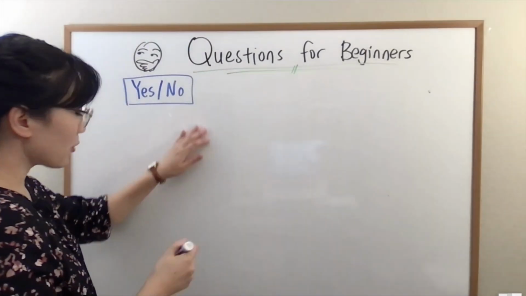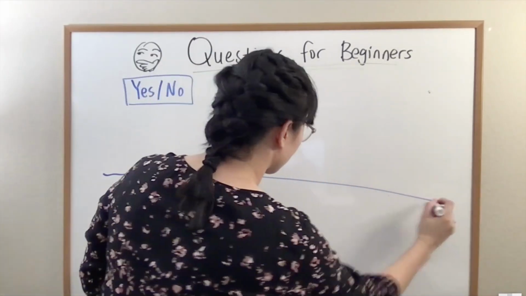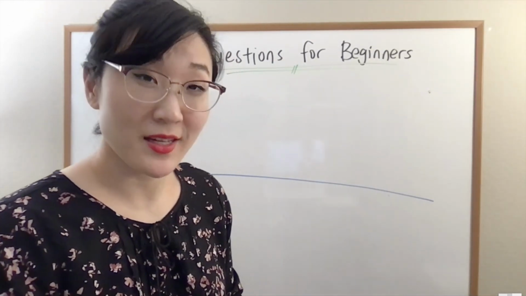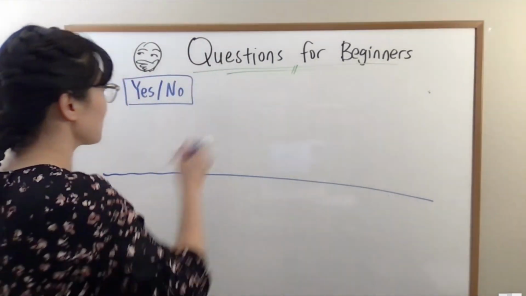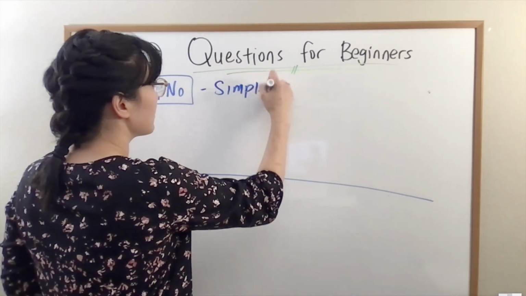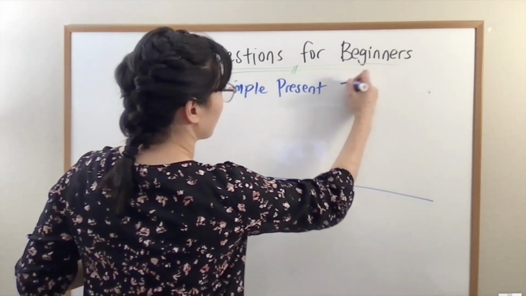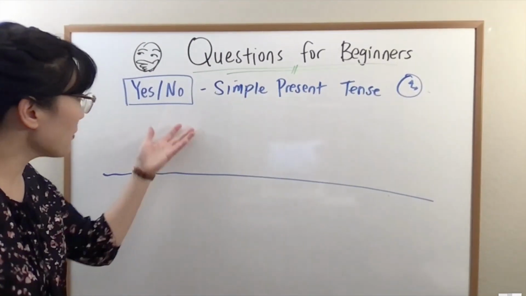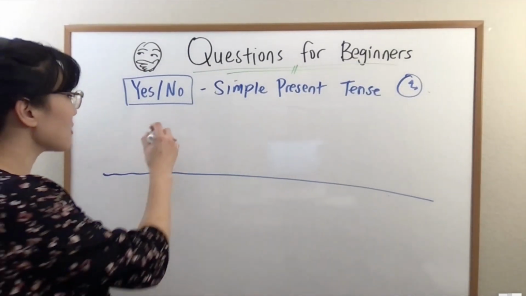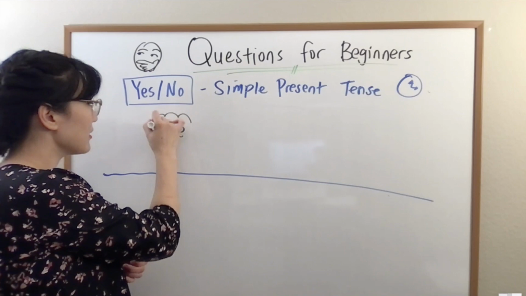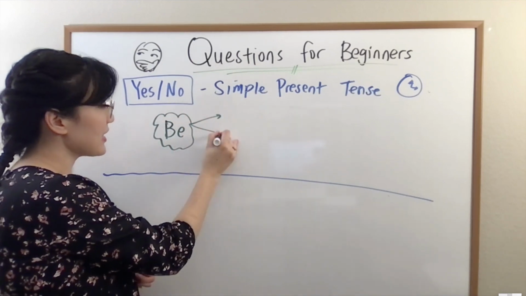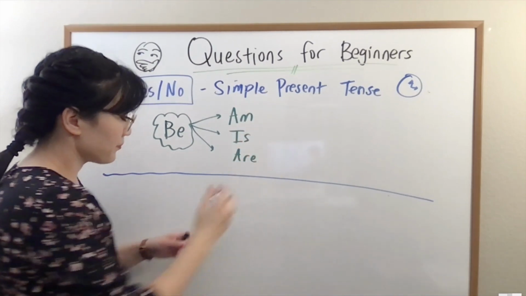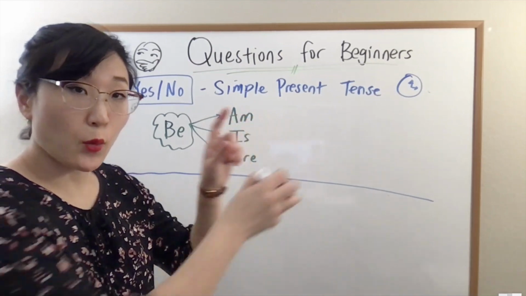So, yes and no questions, there's two groups. We need to remember, let's just say for the simple present tense questions. Okay, let's write this down. Simple present tense. Now, the two groups are because the be verb has its own special rules, okay? The be verb in the simple present tense, I have three options: am, is, and are. And for questions, we change the order.